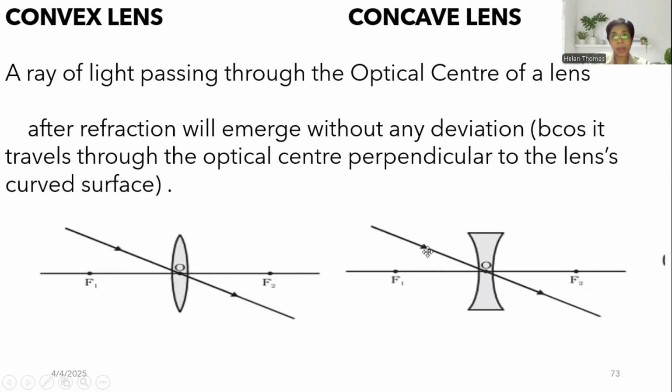Likewise, even in the concave lens, see, the optical center O is perpendicular to the curvature of the curved surface of the lens. So the curved surface is this side, and the concave this side. So the ray of light will not suffer any deviation and no refraction happens. The light ray will travel in a straight line path.